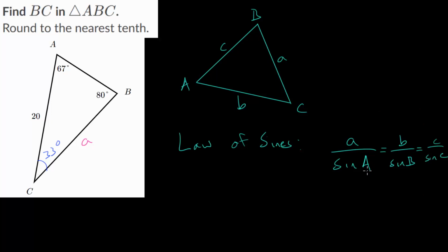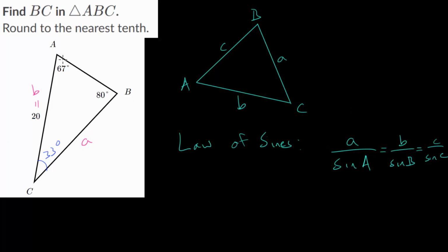And if you want, you could flip this. You can have sine A up top and little a down below, and same for the other ones. So we can use this law of sines to figure out our missing side length here. And if we want to label this, this could be length b right here.